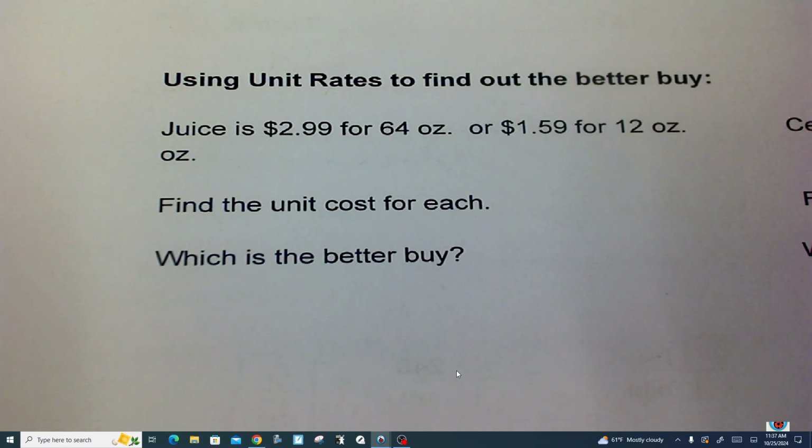So you're always looking for the best unit rate to tell you what is the better buy. Because if you can spend less money, then you can use your saved money on other things that you really want, right? Why spend more if you don't have to?